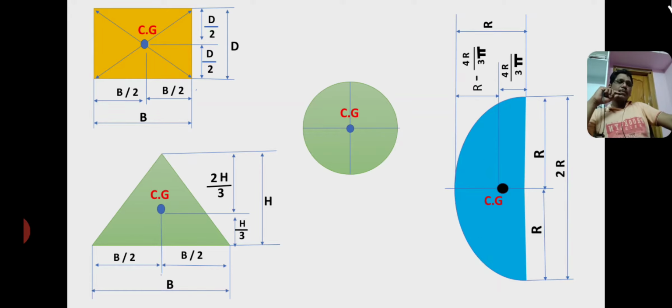Carefully observe it. The distance between straight edge to centroid is always 4r by 3 pi. Okay, and the distance between curved surface to centroid, from here to here, the distance is r minus 4r by 3 pi. So therefore the total length from here to here, the distance is equal to r, radius, and the length of the straight edge from here to here, the distance is 2r, that is diameter. So these formulas are used in our problem.